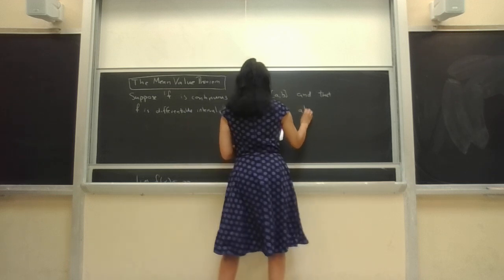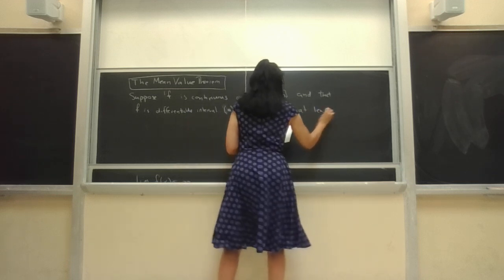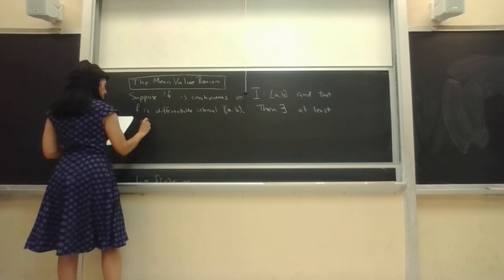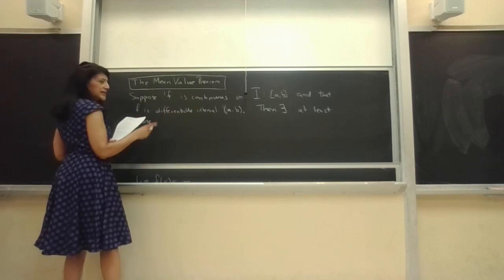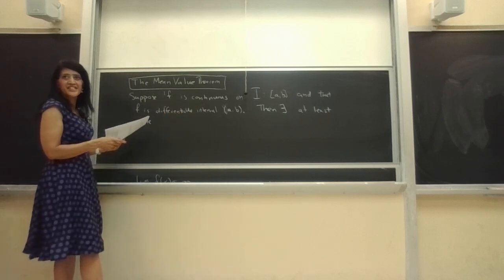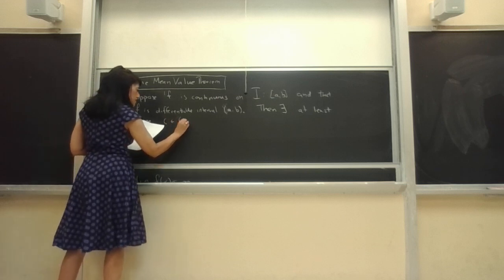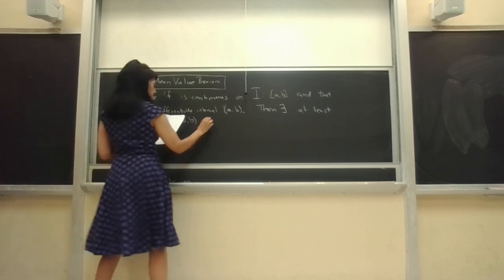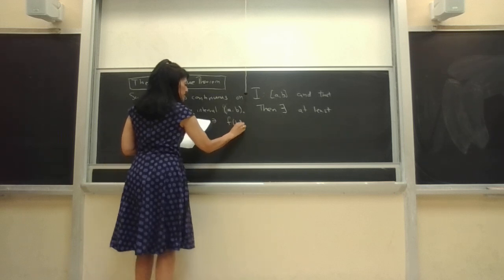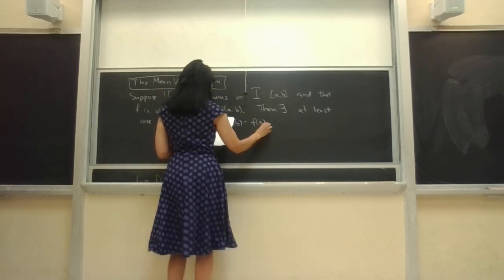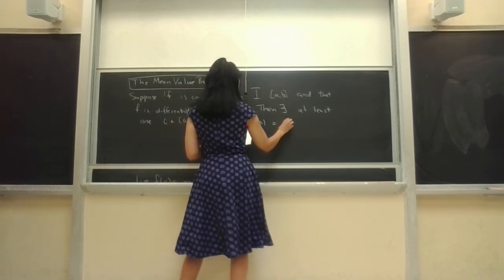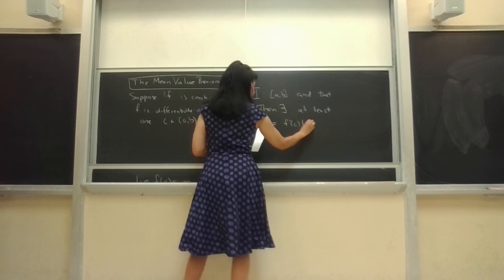Then there exists at least one c. I don't think Bartle puts "at least." You don't need "at least." They say there exists, you're done. There exists c belonging to this open interval, such that f(b) minus f(a) is equal to f prime of c times (b minus a).